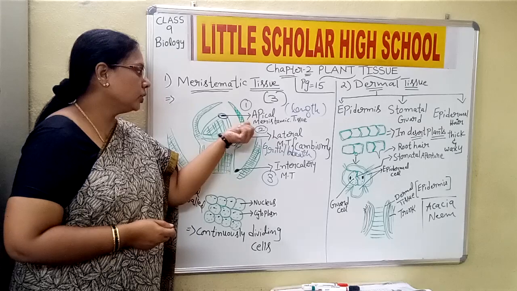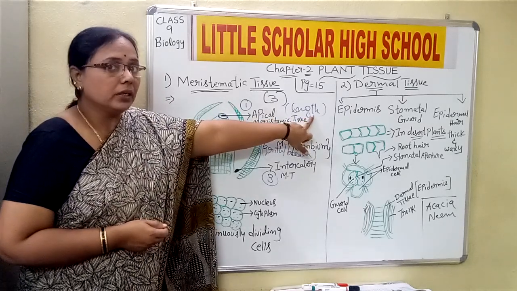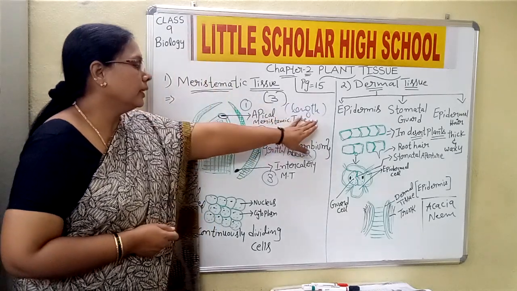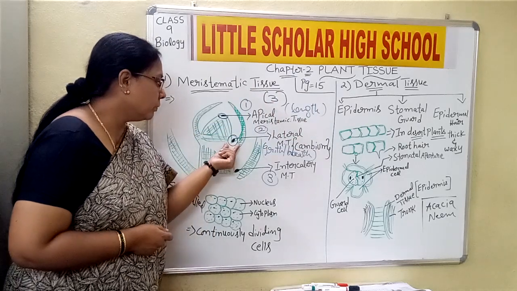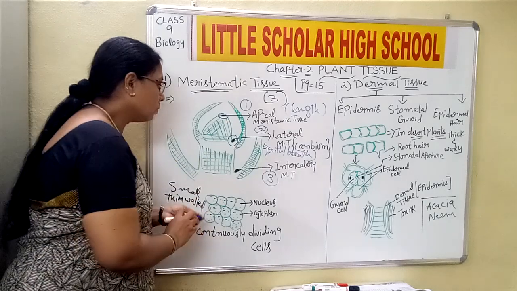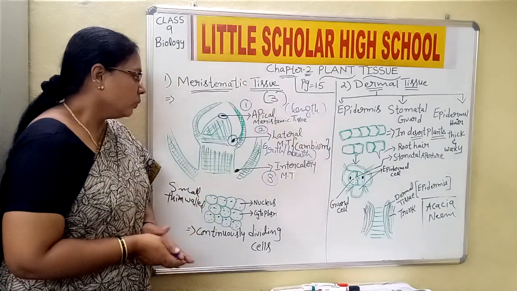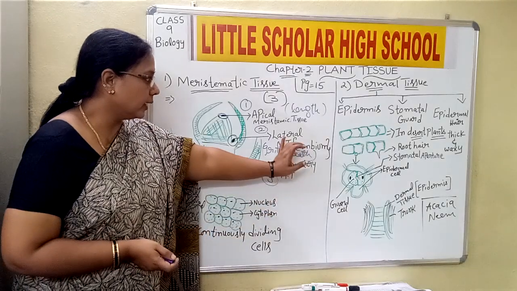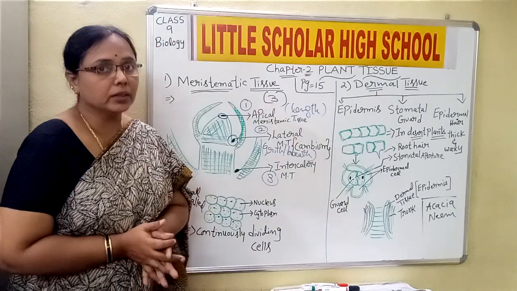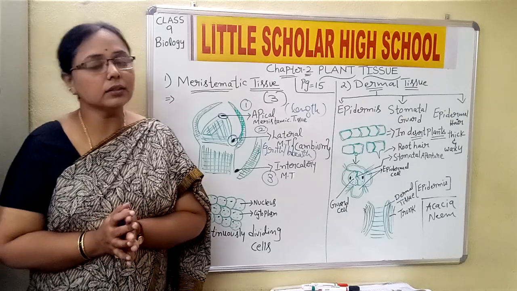Apical meristematic tissues are present at the tips of the plants. They help the plant to grow in length, or tallness. Then the lateral meristematic tissues help in the growth of the girth or the breadth of the plant. The lateral meristematic tissue is also referred to as cambium.